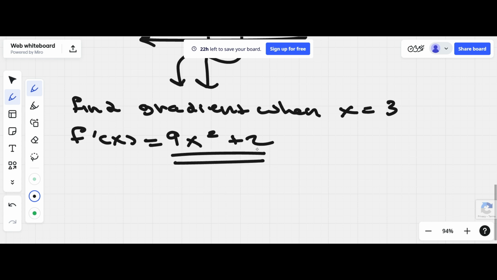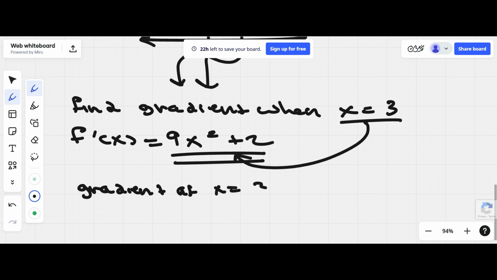Now, how do we find the gradient? Simply by substituting the value of x into this derivative. So, gradient at x equals 3, we can substitute in there, equals 9.